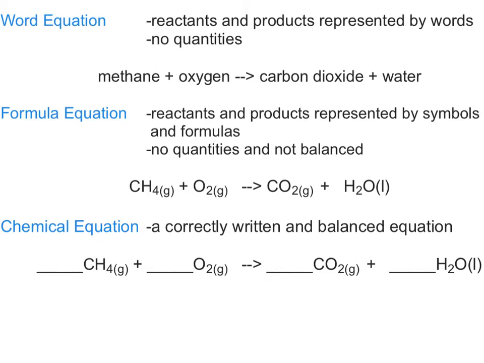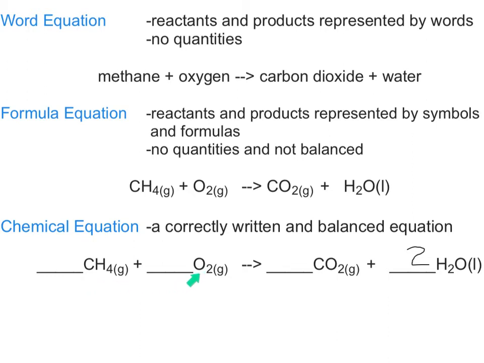So if we have one carbon on the left, I look on the other side and I see I have one carbon. So that's the same. I don't need to do anything with that. Then I look at the next element, hydrogen. There's 4 hydrogens right here. So I look on the other side and I see there's only 2 hydrogens right there. So I have to do something to balance that. So I'm going to place a 2 in here. And now I see that I have 2 times 2, 4 hydrogens, and 4 hydrogens, so they're equal.